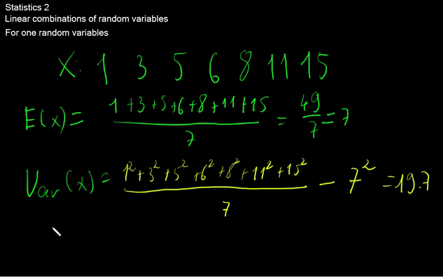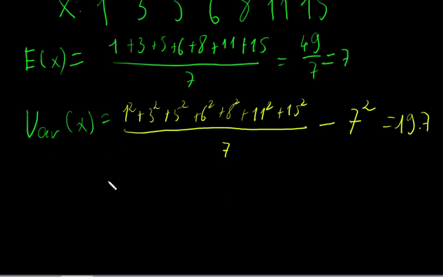So now let's just say we have another distribution called 2x. Let's make it red. So let's say we have a variable of 2x. That would be 1 times 2, so that's 2. 3 times 2, that's 6. 5 times 2, 10, then 12, 16, 22, and 30. Right, so that's for 2x.